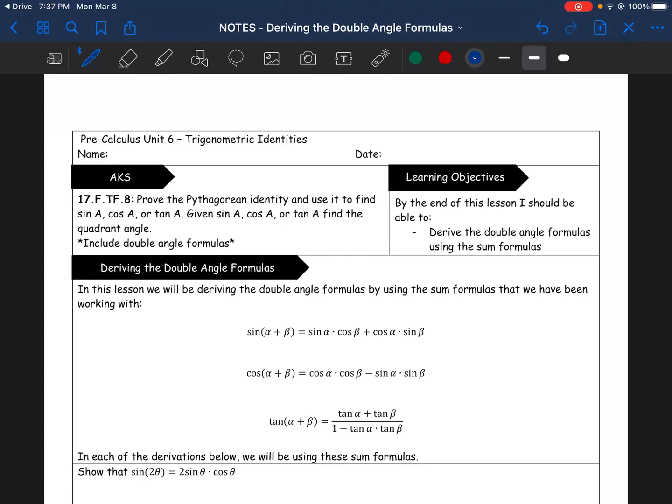In today's video, we're going to be deriving the double angle formulas. Now today's video is going to be relatively short. We're just going to be going through the proofs for the double angle formulas, and we're going to be using the sum formulas for sine, cosine, and tangent to do it. Okay, so just as a reminder, here's our addition or sum formulas for sine, cosine, and tangent. And let's go ahead and try to prove these double angle formulas.